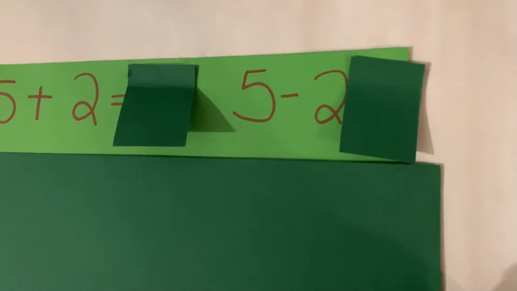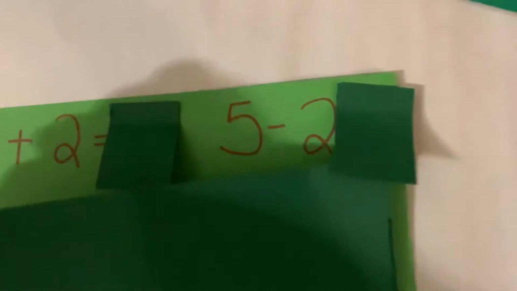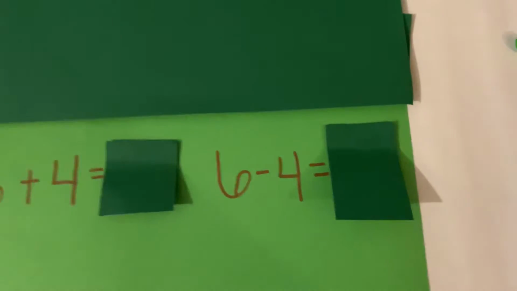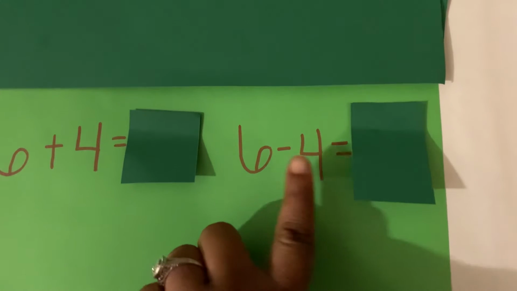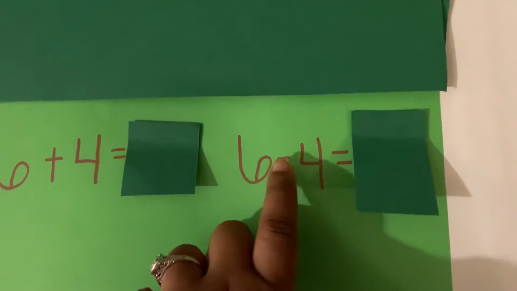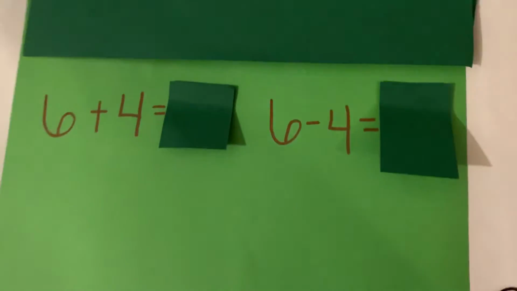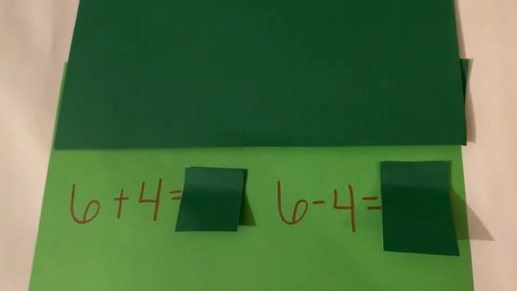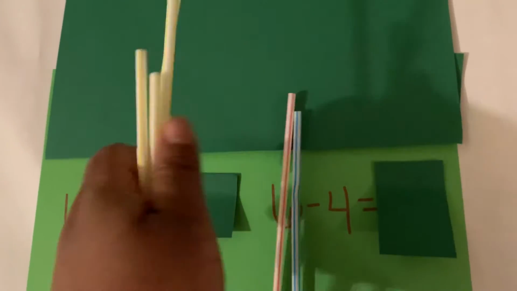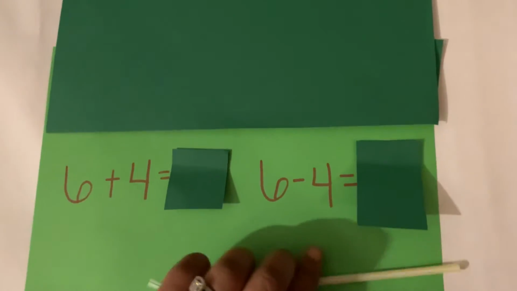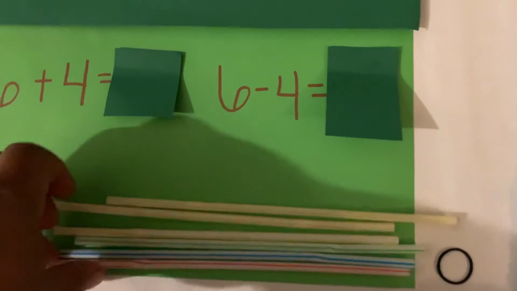Okay, so let's look at another one. This time we're going to start with the subtraction problem. Okay, here we have 6 minus 4. So again, that operation means we're going to take a number away. So let's use some straws. Okay, so it says we have 6. 1, 2, 3, 4, 5, 6. So we have our 6 straws.